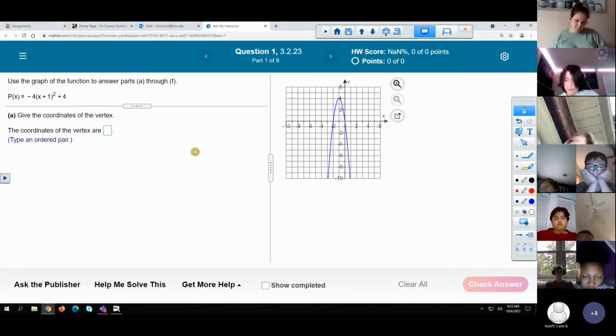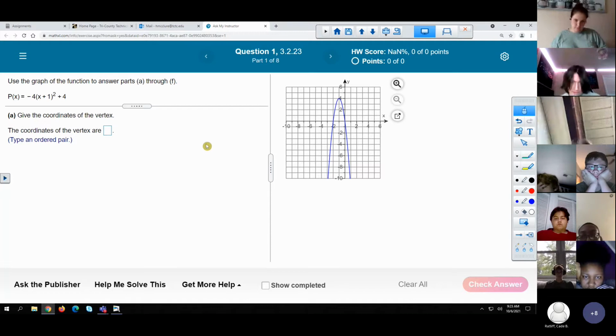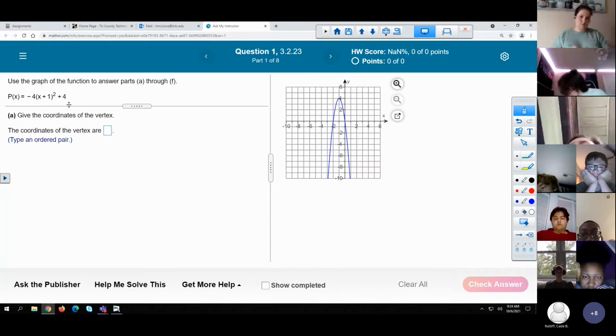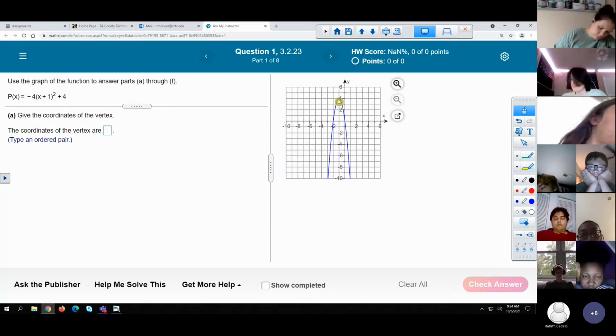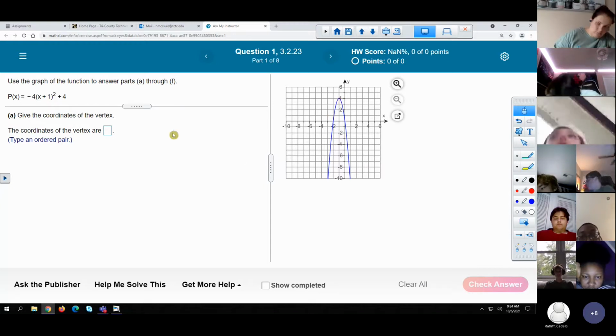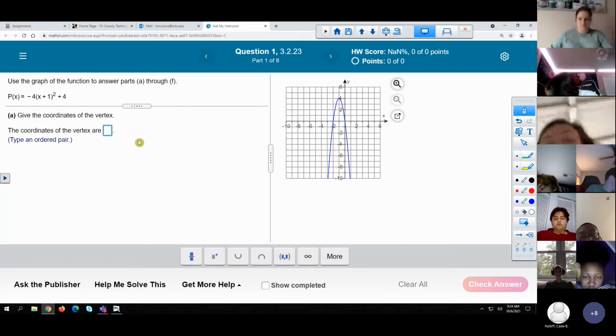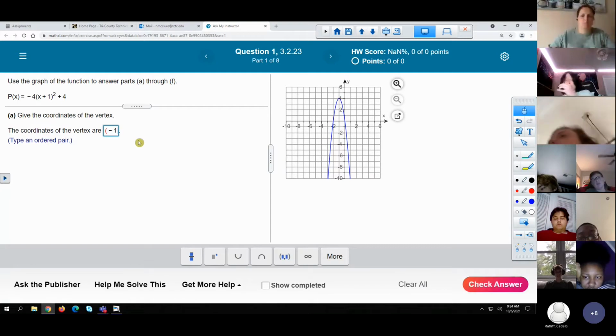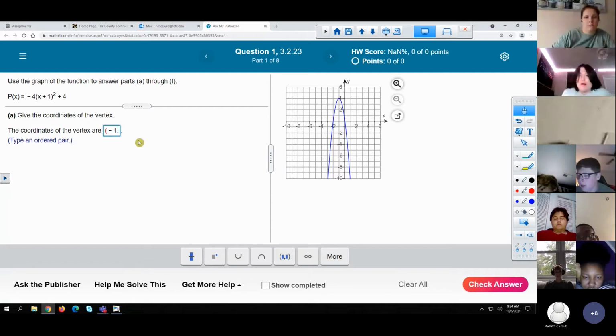Okay, this one is already done for you. The coordinates of the vertex is -1 and +4. So -1, +4, that looks right. So -1, comma, +4.